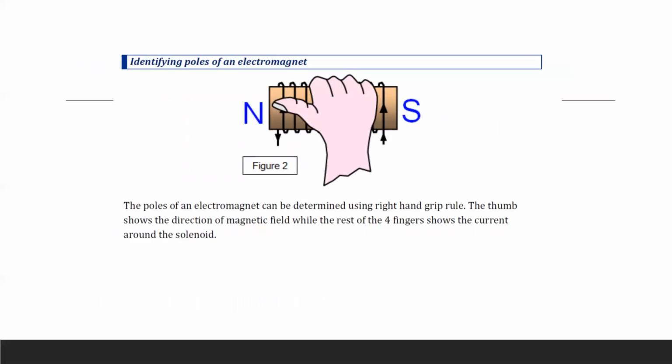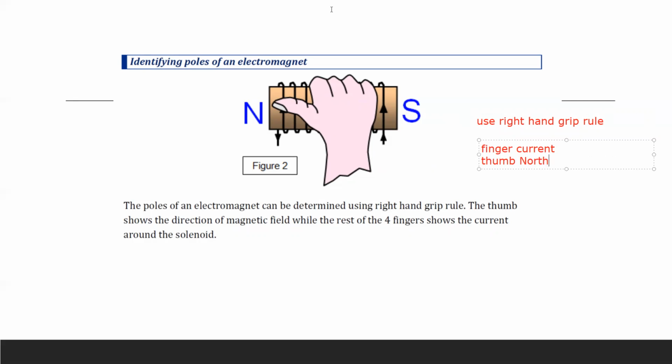As we know, current has a magnetic effect. When current passes through a wire, it produces a magnetic field. If you want to find the direction of the magnetic poles, we can use the right hand grip rule. According to the right hand grip rule, the fingers will turn in the direction of the current and the thumb will point towards the north.